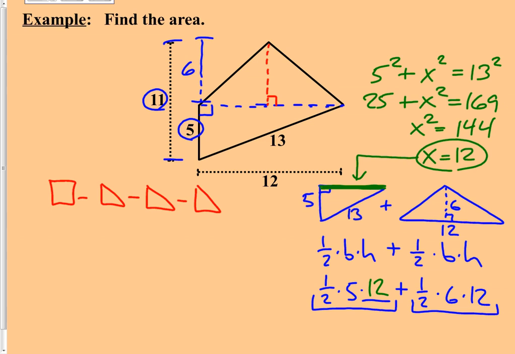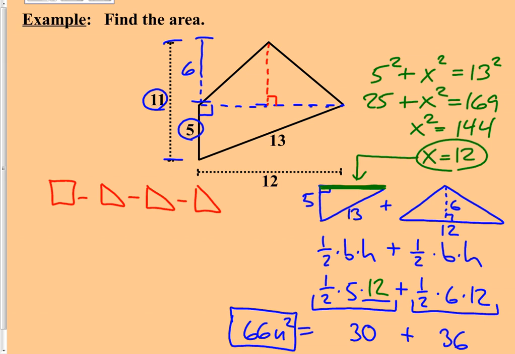Now on the left, 5 times 12 is 60, and half of that is 30. On the right, 6 times 12 is 72, and half of that is 36. If we take 30 and 36 and add them up, we have 66, and we had no measurements, so they are simply square units.